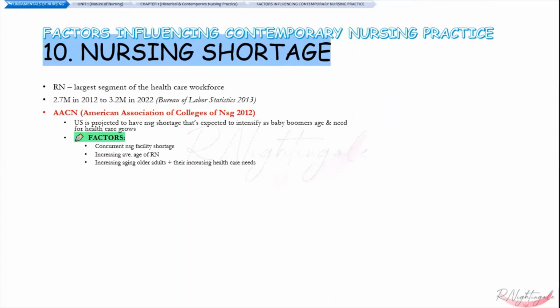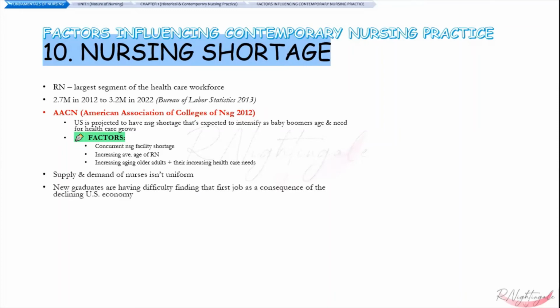Whereas there is a projected shortage of nurses by 2022, whether or not there is a current nursing shortage depends on where the nurses live and where they are willing to work. The supply and demand of nurses is not uniform. For example, the RN shortage is projected to be the most intense in the South and the West according to AACN. Currently, new graduates are having difficulty finding that first job as a consequence of the declining U.S. economy.